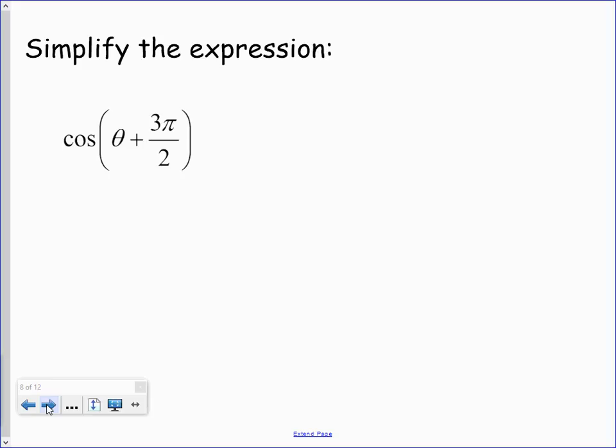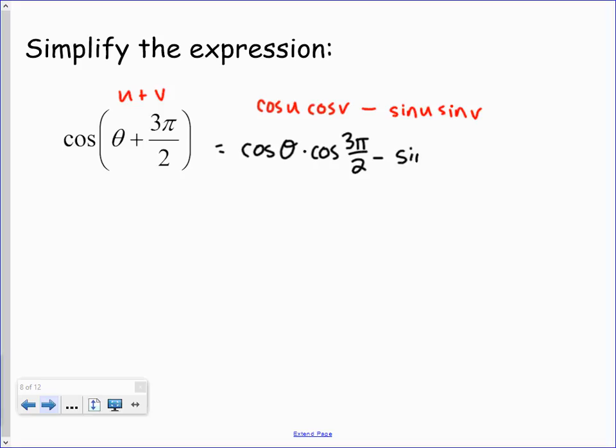So we want to do the cosine of theta plus 3 pi over 2. I'm just going to follow the formula. This is telling me the cosine of u plus v. So if I follow the formula, it says I should take the cosine of u times the cosine of v, and then use a minus sign. So I mismatched my positive and negative. And then I should do the sine of u times the sine of v. And we would just write these out with the u and the v in them. So I would say cosine theta times cosine 3 pi over 2 minus sine theta times sine 3 pi over 2.